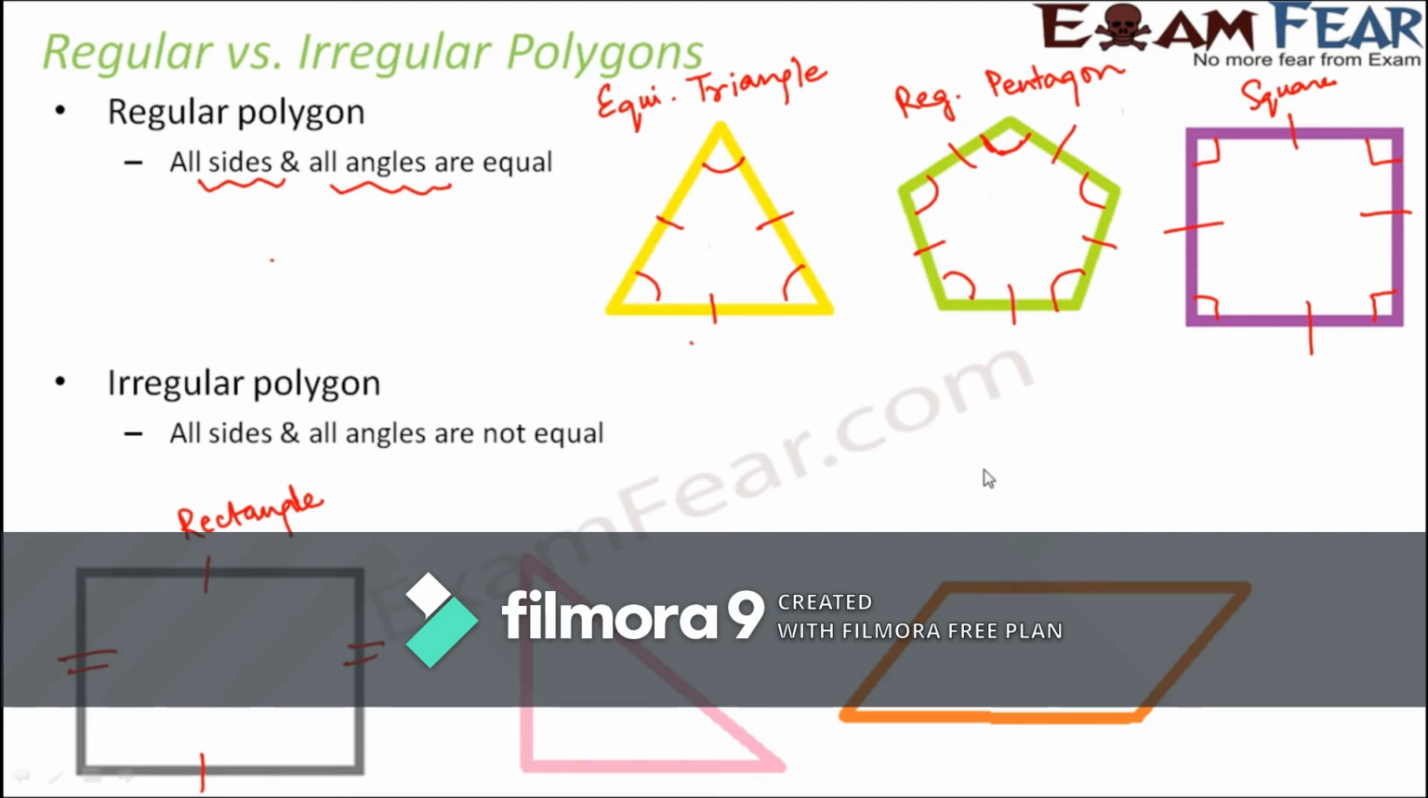Think of a parallelogram. In case of parallelogram as well, you do not have all angles equal. Only the opposite angles are equal. So these 2 angles are equal, again these 2 angles are equal, but not all angles are equal. And the same is true for their sides as well. Opposite sides are equal, but not all sides. So these are examples of irregular polygon.